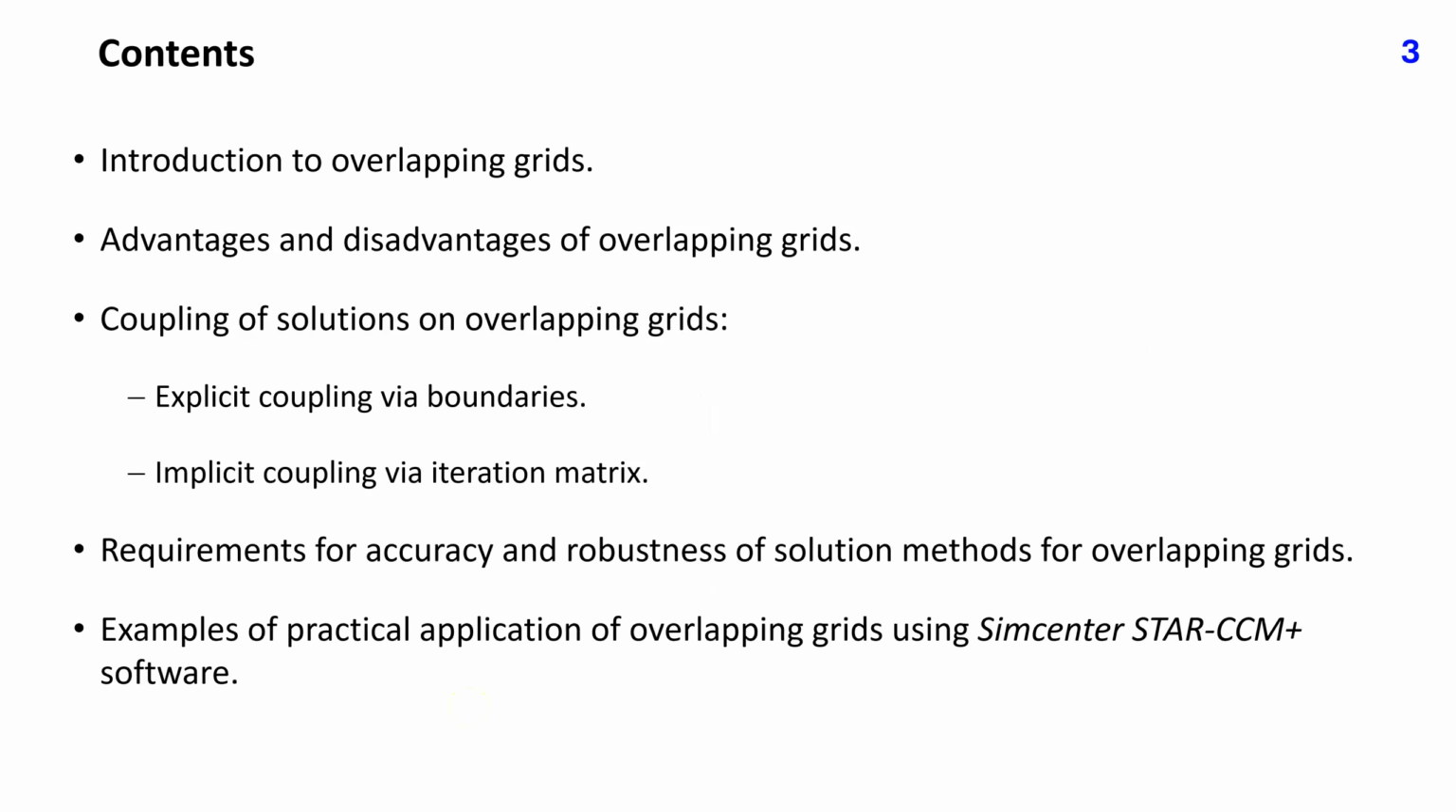This lecture starts with an introduction to overlapping grids, their advantages and disadvantages compared to alternative approaches for the simulation of complex flows. The greatest advantage is the possibility to simulate flows around moving bodies with arbitrary paths, including body contact. The main challenge is the automation of the activation and deactivation of overlapping control volumes from two or more grids. Two kinds of coupling of overlapping grids are then described in detail: explicit coupling via boundaries and implicit coupling via iteration matrix. The requirements for accuracy and robustness of solution methods for overlapping grids are described next.